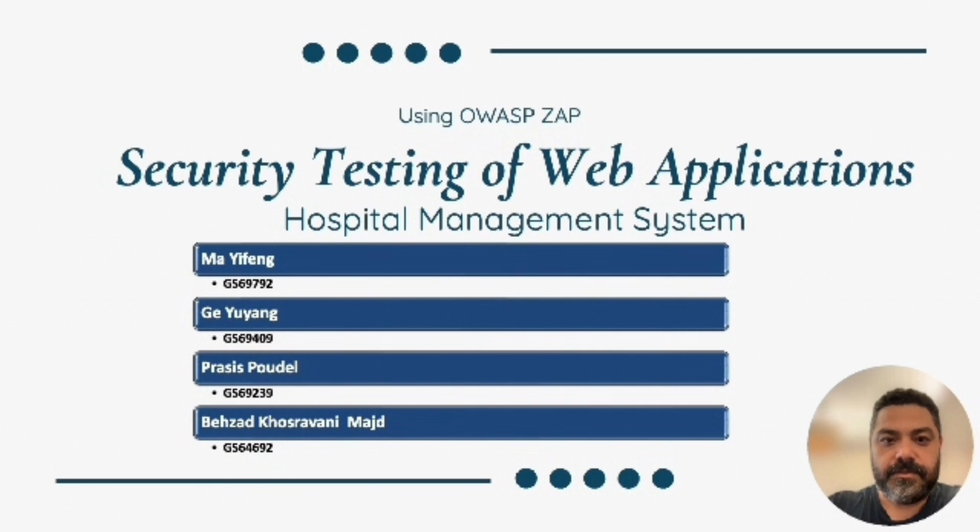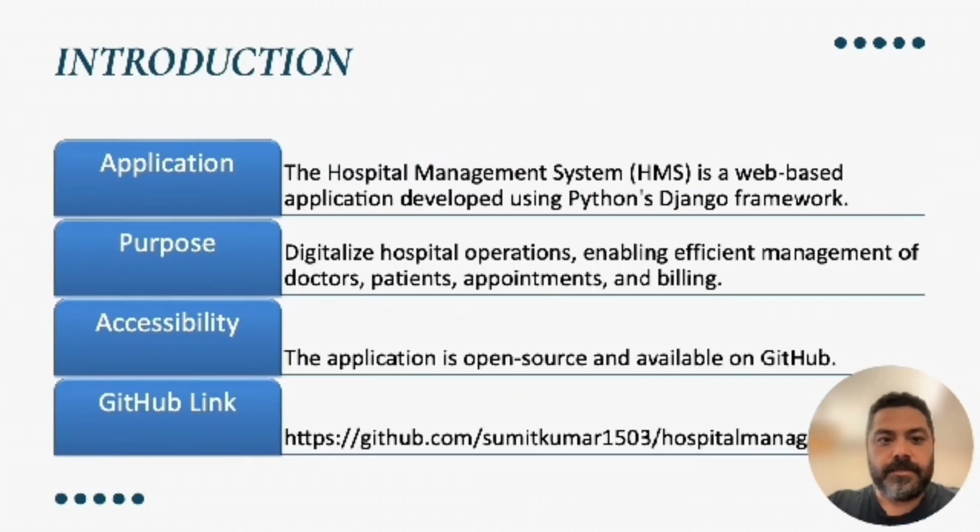Our group assignment is based on the hospital management system, and here are the 4 members of the group. As you can see, we have the application purpose, accessibility, and GitHub link for the HMS application, built with the Python Django framework. The purpose of this application is to give facilities to the doctor, patient, and appointment, and for downloading and receiving the billing.